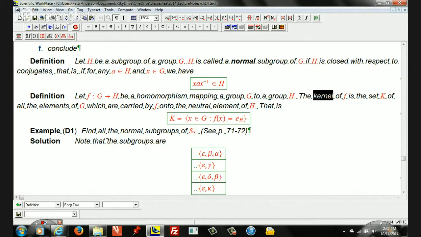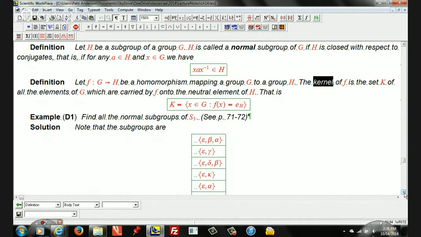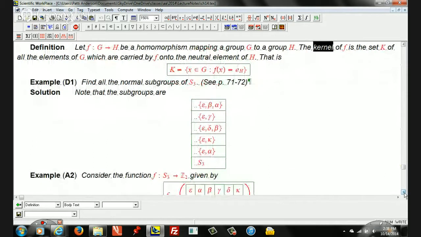Okay, so let's find all the normal subgroups of S3. This is actually part of homework problem D1, not one that I've assigned, but we need an example of finding these normal subgroups. What are they? Well, I spent some time and wrote down all the subgroups first of all, and from here we're going to figure out which ones are normal. These are actually all the possible subgroups that you can get from S3.